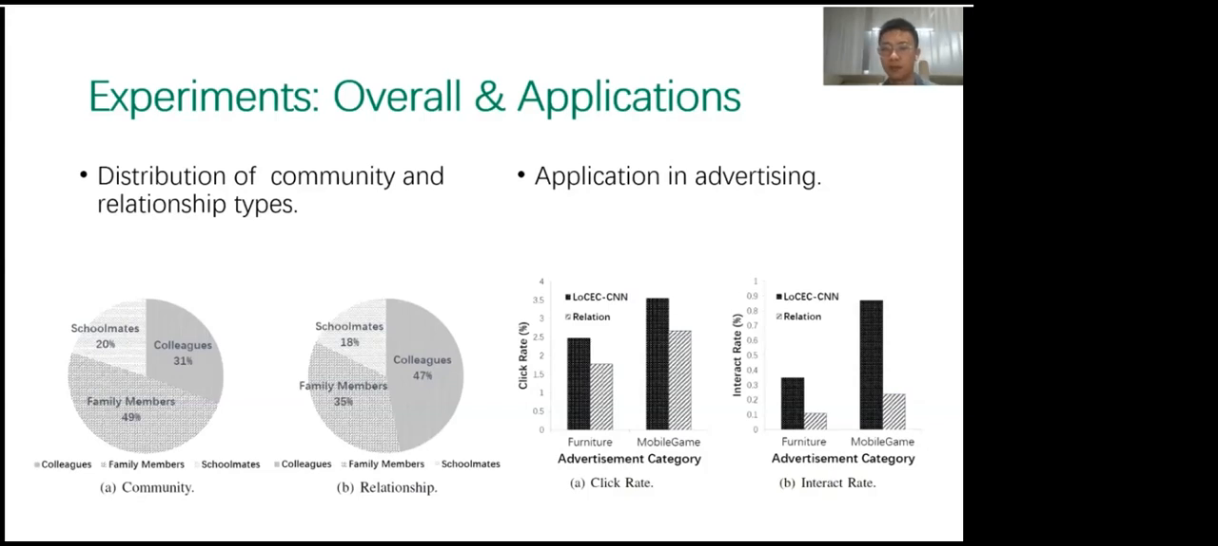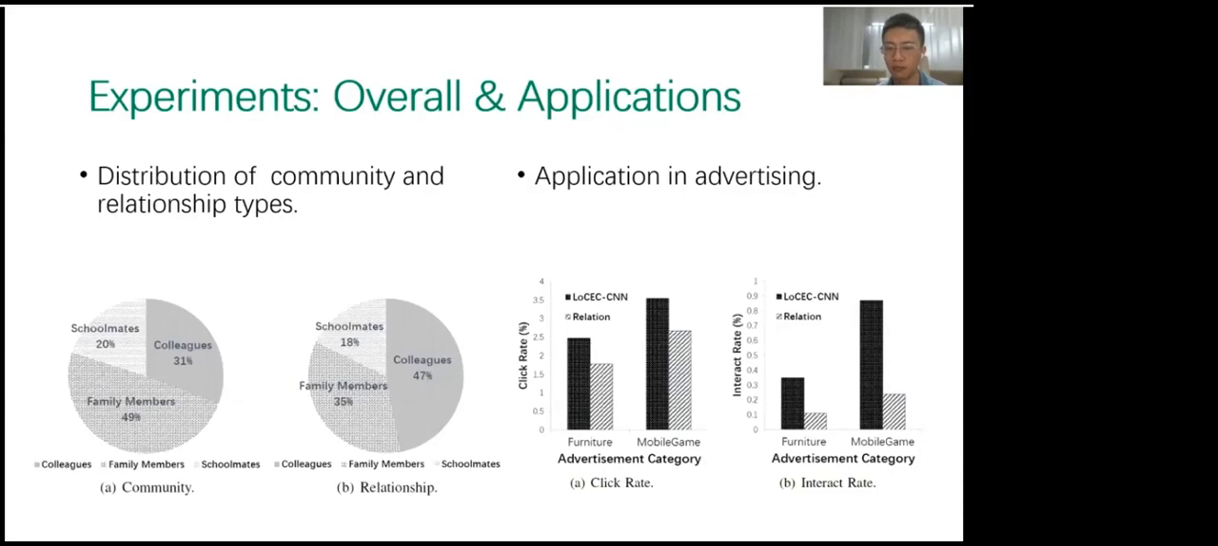Also, we have applied our LOSEC CNN results in advertising. In this set of experiments, we have two advertisements. In the furniture advertisement, for LOSEC CNN, we have placed the ad among users who are family members of each other. And in the relation strategy, we have simply placed the ad with the same number of users who are just friends with each other. And we can see LOSEC CNN performs much better than the relation strategy.